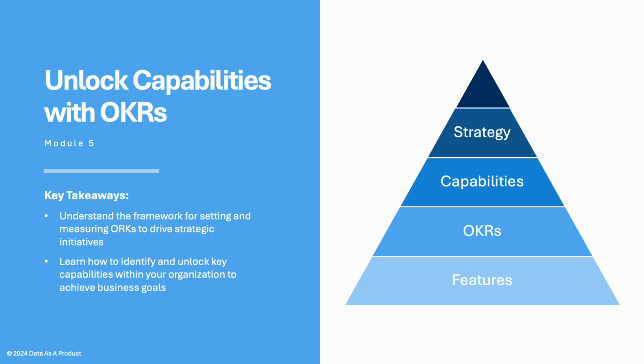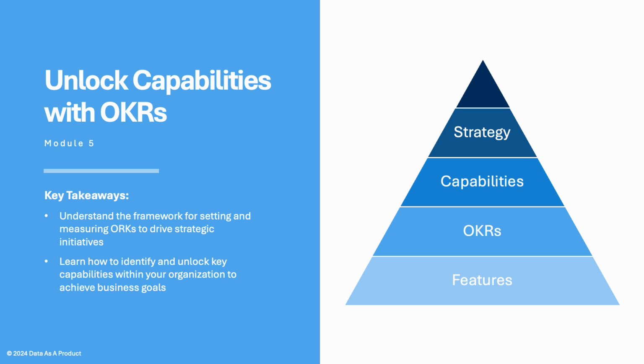Now let's define capabilities. In the context of your organization, capabilities are the skills, tools, processes, and resources that enable you to achieve your strategic objectives. These are the building blocks of success. Whether it's the ability to develop new products, improve customer service, or leverage data for better decision making, capabilities are what empower your organization to execute its strategy effectively.